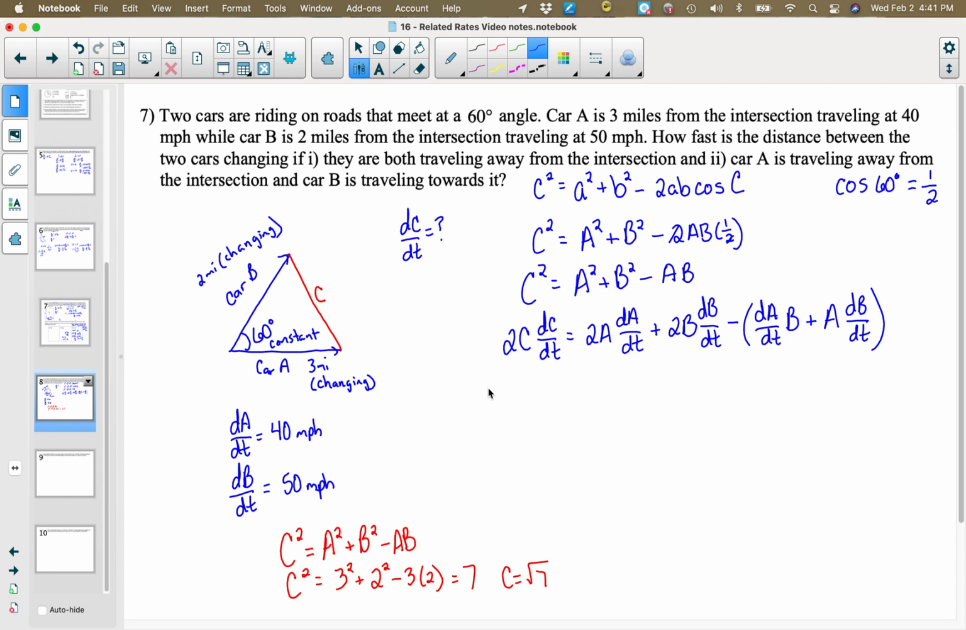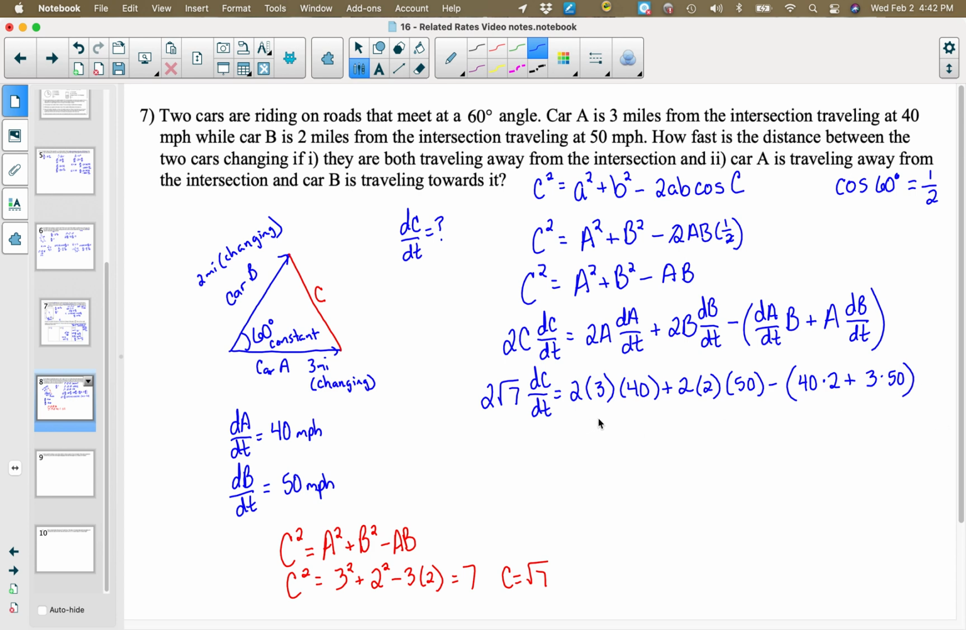So plugging things in, 2 times C, so the square root of 7, times dC/dt, which we don't know, this is what we want to find out, equals 2 times A, which was 3, times dA/dt, which was 40, plus 2 times B, which was 2, times dB/dt, which is 50, minus, then in parentheses we had dA/dt, which was 40, times B, which was 2, plus A, which was 3, times dB/dt, which was 50.